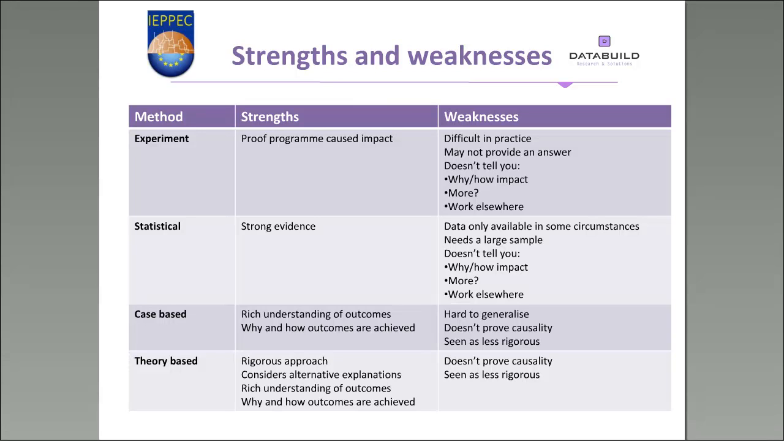Case-based approaches have a really rich understanding of outcomes and really help you to understand why and how the outcomes are achieved. So they tell you a lot about why and how the impact was achieved, whether you could do more, and probably tell you something about whether it would work elsewhere if that's a question you consider. But it's very hard to generalize from them, and it doesn't prove causality. And for that reason, it's seen as less rigorous, particularly if you've got economist stakeholders who you want to present your data to. They will often be looking at randomized controlled trials as the best thing to do.